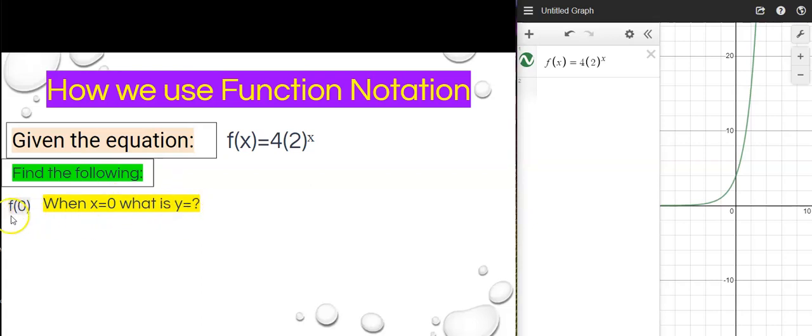That's what this is saying. Okay, so therefore, using this equation right here, if I were to substitute a 0 into the equation everywhere I see an x, that equation would look like this. So this is f of 0. This is saying when x is 0, I want to find out what my y would be. And so, of course, if I were to plug this in my calculator, I would get that f of 0 is equal to 4. Let me show you what I mean.